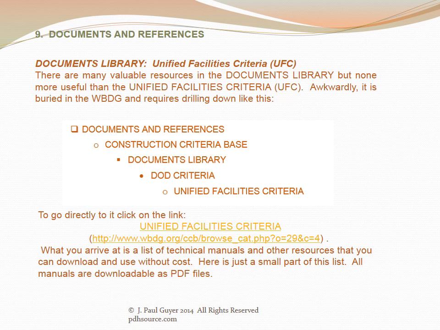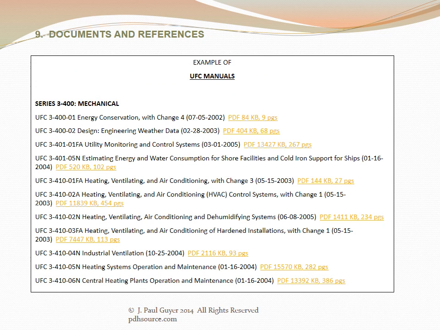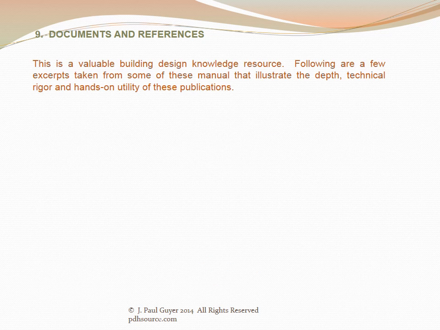What you arrive at is a list of technical manuals and other resources that you can download and use without cost. Here is just a very small part of this list. All manuals are downloadable as PDF files. This slide provides a very small sampling of the Unified Facilities manuals. This is a valuable building design knowledge resource.